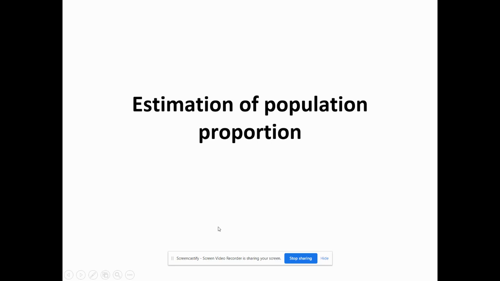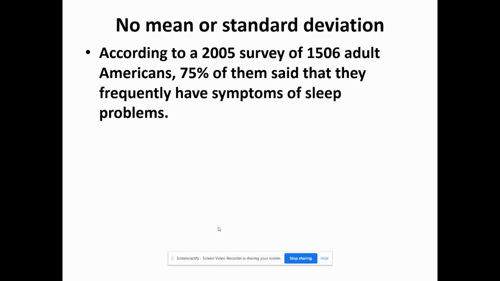Hi, we're going to go through some examples on how to estimate a population proportion. Now, what you'll notice in these examples is that there is no mean or standard deviation. So here we have a description of 1,506 adult Americans, and 75% of them said they frequently have symptoms of sleep problems. No mean, no standard deviation.